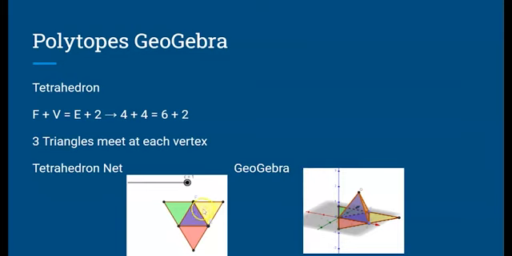Here we have a 2-dimensional net of the tetrahedron, representing the relationship of the 4 regular triangles. In GeoGebra, you are able to construct the tetrahedron using a 3-dimensional view.